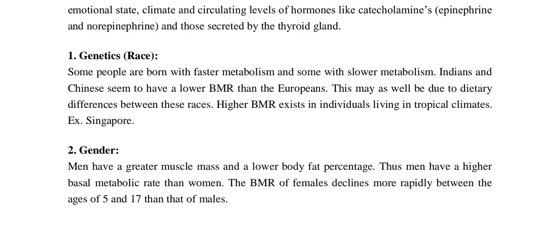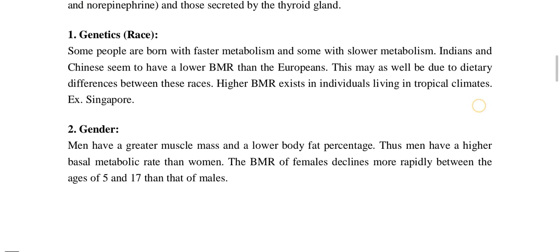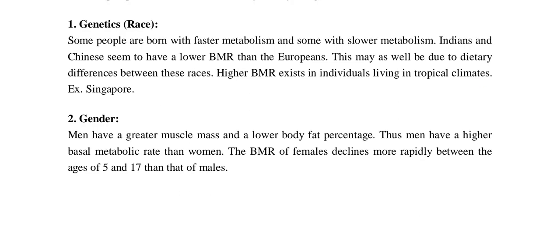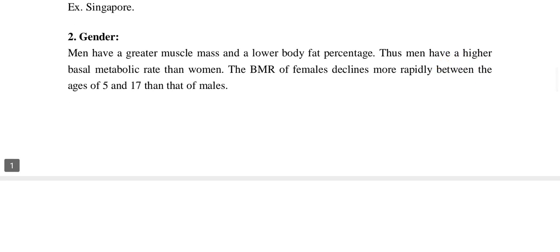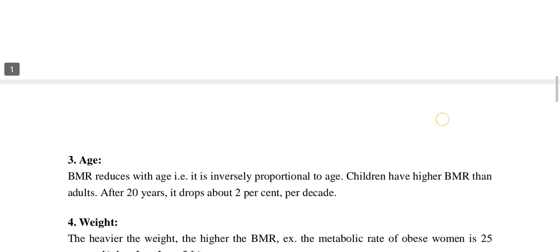This may be as well as due to dietary differences between these races. Higher BMRs exist in individuals living in tropical climates, for example, Singapore. Men have higher muscle mass and a lower body fat percentage. Thus, men have a higher basal metabolic rate than women. The BMR of females declines more rapidly between the age of 5 and 17 than that of males.